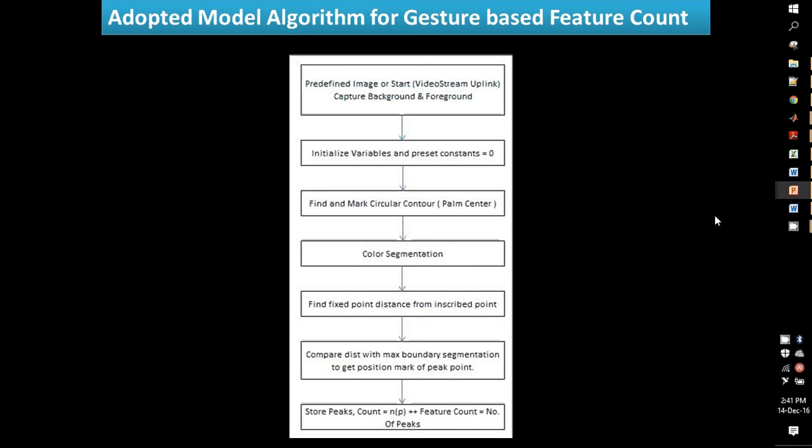At the end of it all, the number of peak points are stored with a feature count that gives us the number of features and helps us to identify the number of points. These peaks will eventually lead to a feature count that is identical to the feature that we provide on the camera.